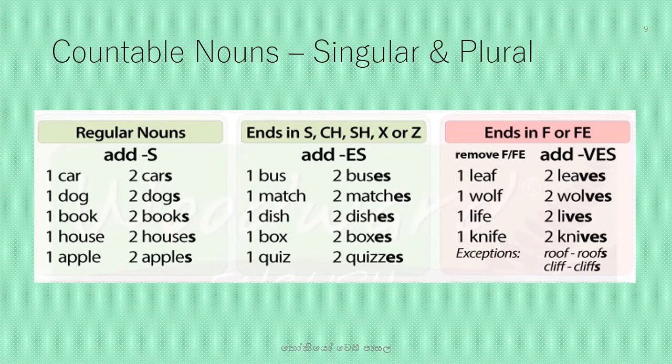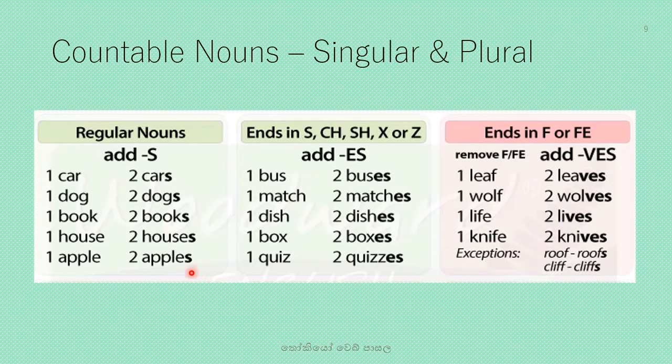The first category is the regular nouns. Regular nouns are just the nouns around us which do not have any specific property. So car, dog, book, house, apple. For these types of nouns, we add S. Cars, dogs, two books, two houses, two apples. What we add is simply S.